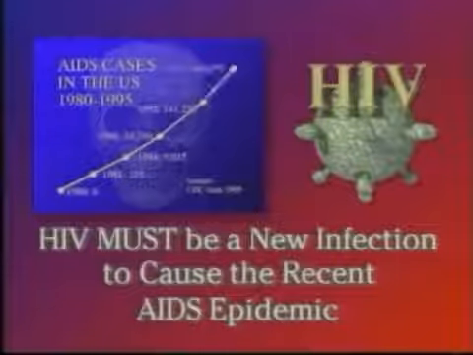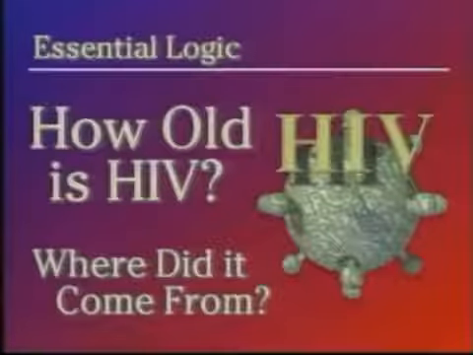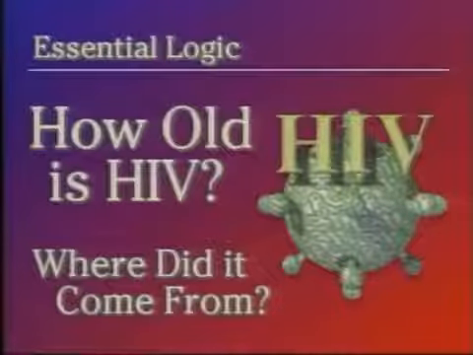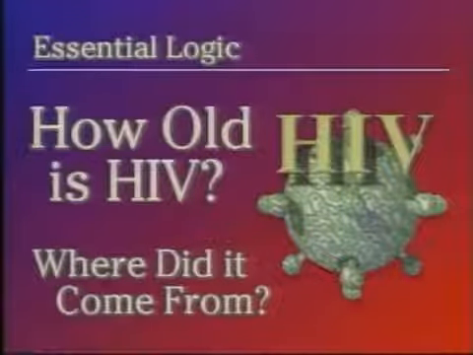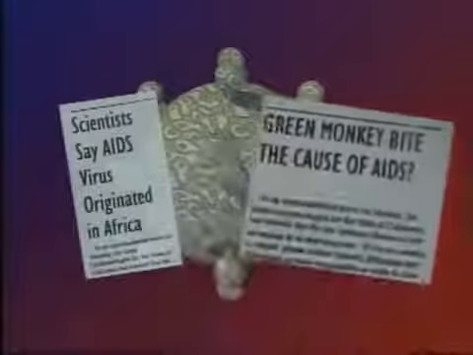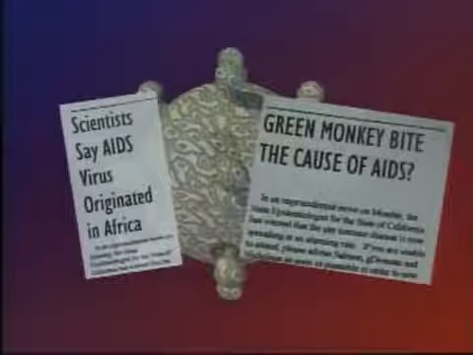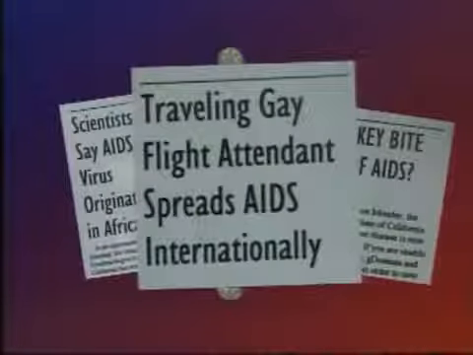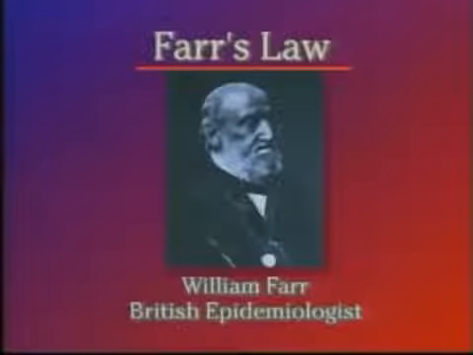But here again, the HIV/AIDS proponents bypassed yet another essential question of logic. How old is HIV and where did it come from? Theories about green monkey bites and traveling gay flight attendants run in the headlines, but no one in the entire government-funded research program has bothered to verify the age of HIV. Peter Duesberg says HIV is very old, using the fundamental means of dating viruses found in Farr's law.